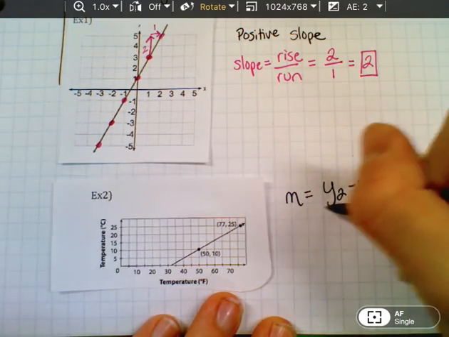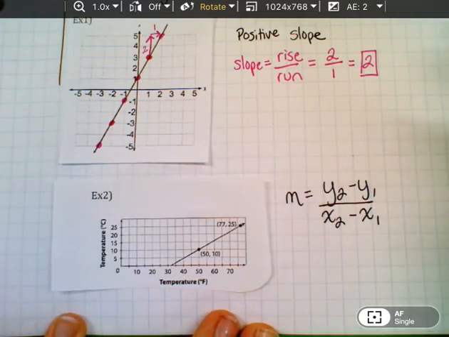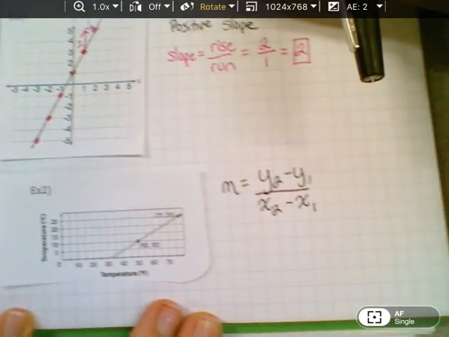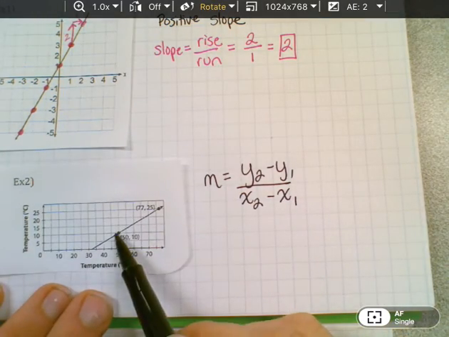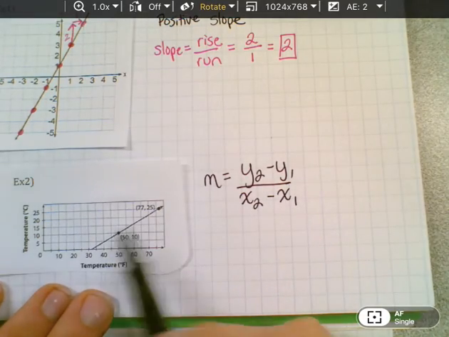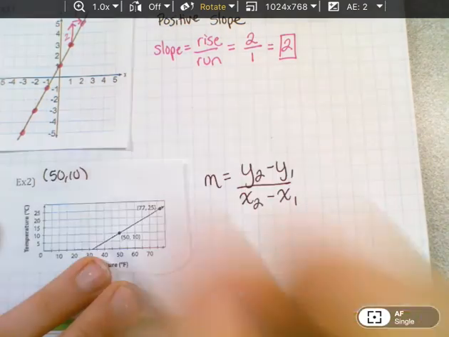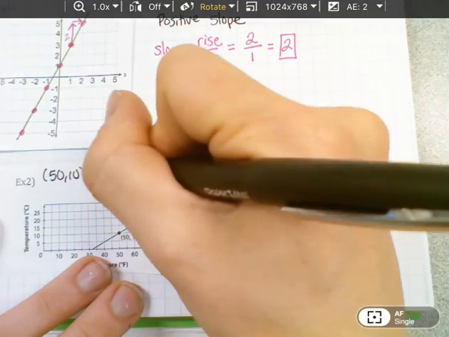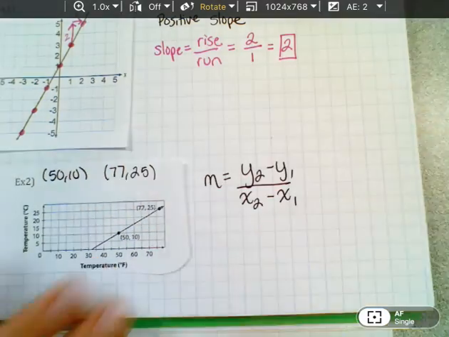y2 minus y1 over x2 minus x1. Go ahead and pause to get that down. And then the next thing I want to do is take these points that this example kindly gave me, and I'm going to write them down. So my first point is 50, 10. Please write that down. And my second point is 77, 25.